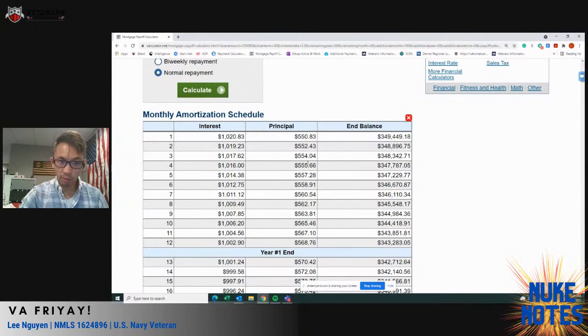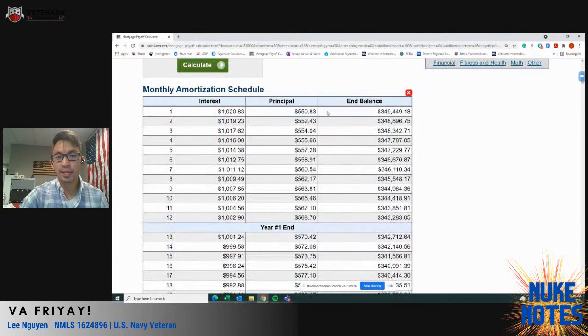Within each payment, there's an interest portion and a principal portion. The total payment always stays the same no matter what, but within the payment, the interest portion and the principal portion are what change. Every time, the interest portion goes down slightly and the principal portion of the payment goes up a little bit, as you notice.